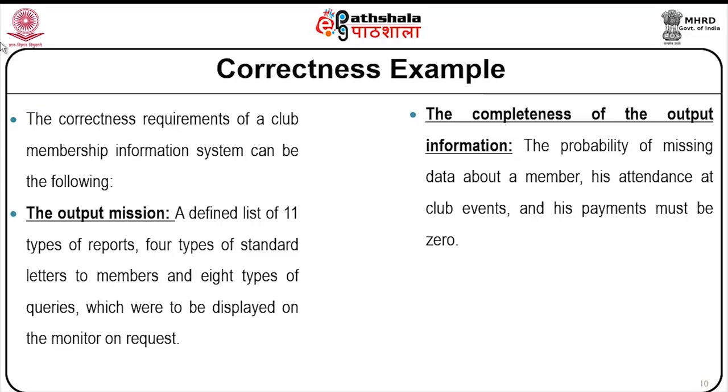Correctness example: consider the correctness requirements of a club membership information system. The output mission: a defined list of 11 types of reports, 4 types of standard letters to members, and 8 types of queries, which were to be displayed on the monitor on request. The completeness of the output information: the probability of missing data about a member, his attendance at club events, and his payments must be 0.